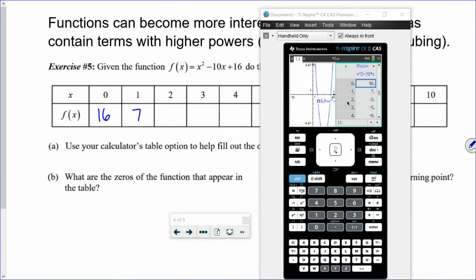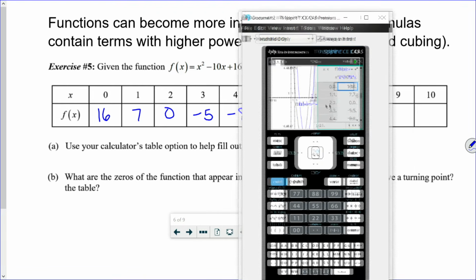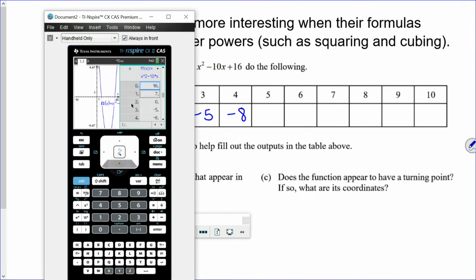Let me just get that out of there. 2, 0. 3 is negative 5, 4 is negative 8. That's about as far as I can go there, and then I need to shift and move this down. 5 is negative 9, 6 is negative 8. 7 is negative 5, 8 is 0, 9 is 7, and 10 is 16.